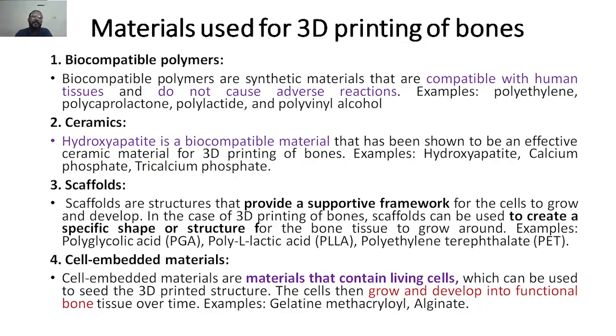Next are ceramics. For example, hydroxyapatite. Hydroxyapatite is one of the biocompatible ceramic materials, and it has been shown to be an effective ceramic material for the 3D printing of bones. It acts as a biocompatible material. Examples are hydroxyapatite, calcium phosphate, and tricalcium phosphate. Why calcium here? Because bone also contains calcium, which is a major component. That's why not only polymers, we should have ceramics also, which will give the calcium content for the bone.